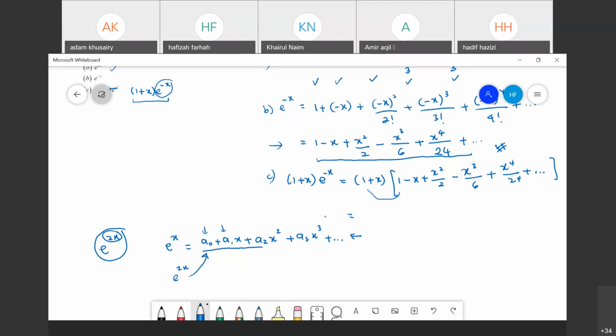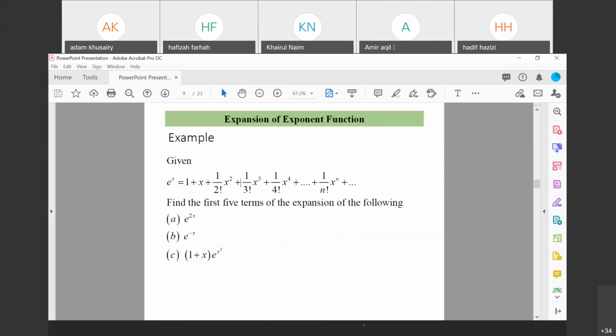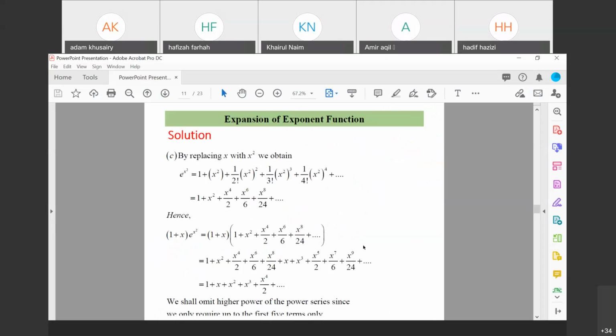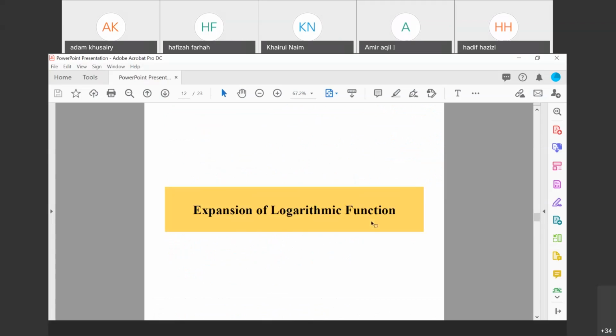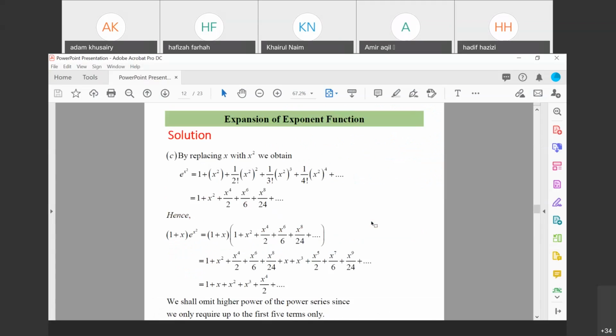Okay, now we proceed with this. So this will be the final answer for the last question. But this one is I give you the example for e to the power of x squared. So you can try this later and try if you can get the same answer like this. Okay. Any questions so far? No. Good.